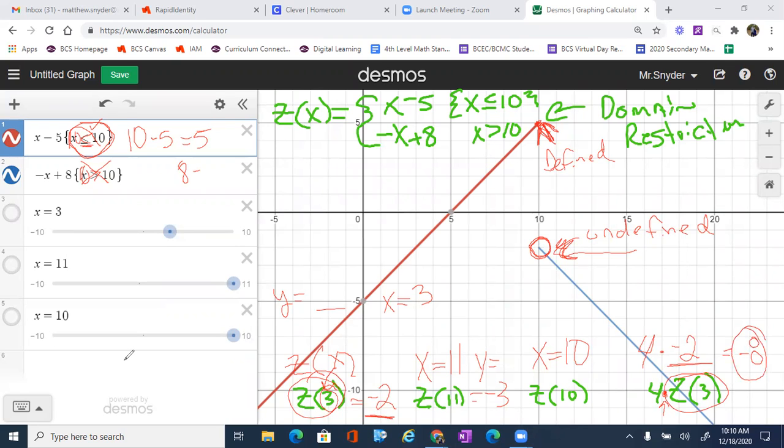All right, I hope that helps y'all, teaches you how to type in piecewise into Desmos with the brackets and the equals, and then also tracing them out to find undefined and defined values on the graph. And then, of course, evaluating a couple of questions.